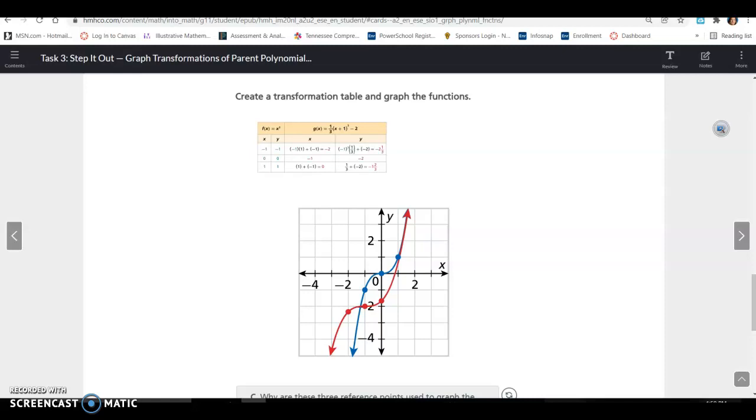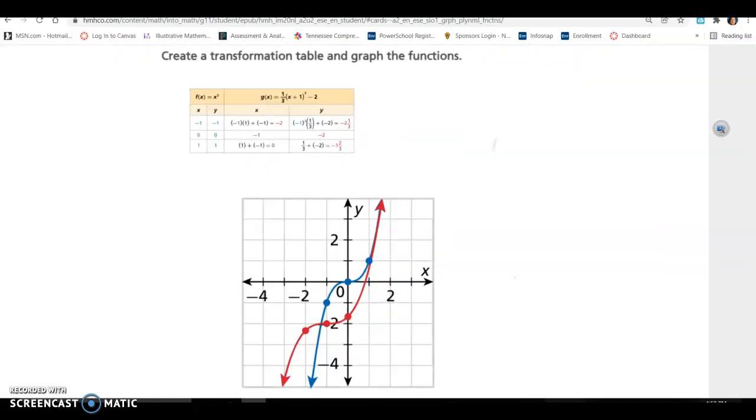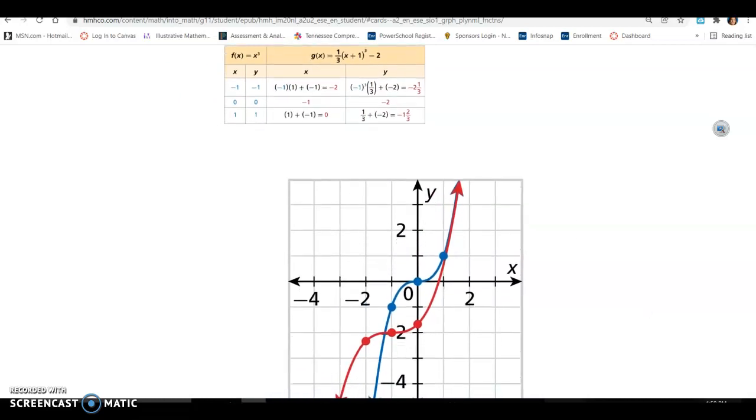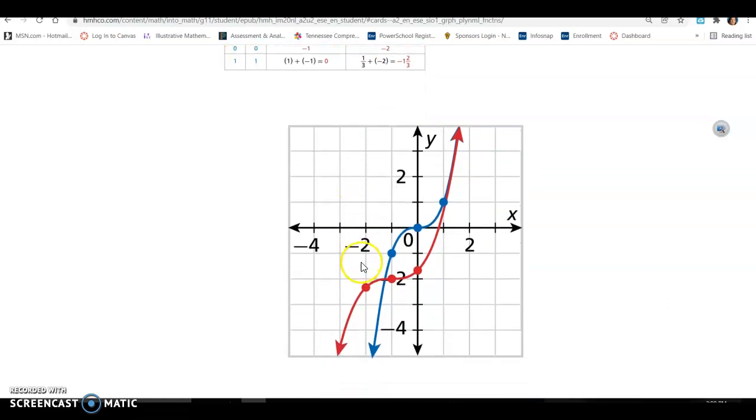Alright, it says create a transformation table and graph the functions. I'm going to blow this up a little bit, make it easier to see. So we have f of x equals x cubed, and then g of x, this is the x cubed transformation with the 1/3, the -1, and the -2 put into place. So we can use those reference points, and we can find the new reference points that go along with g of x. You can see the blue function is the original x cubed parent function. And then in red, this is the transformation. So the 3 reference points have moved to here, and then the curve has been sketched.